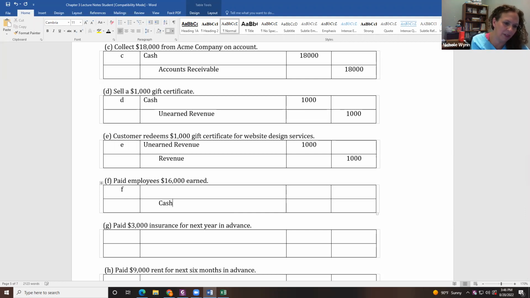Second line, $16,000. So every transaction, debit, indent, credit, debit, indent, credit. And so one account gets debited, one account gets credited. Cash paid, credit, cash, $16,000. So we paid our employees.